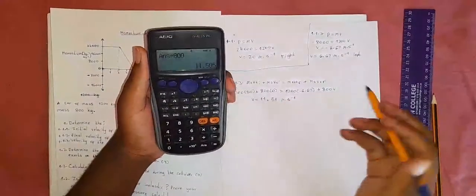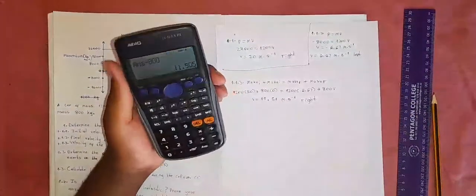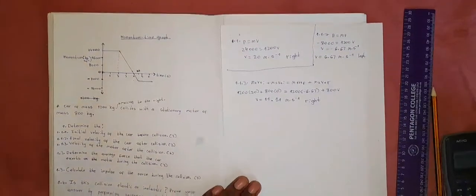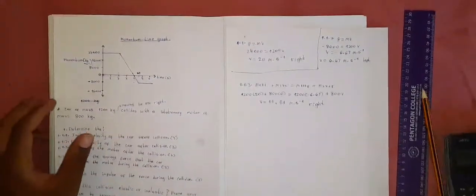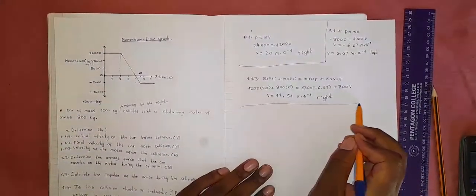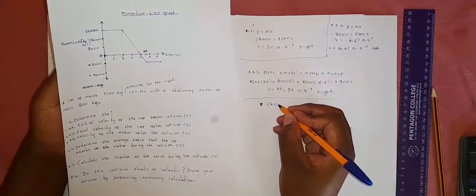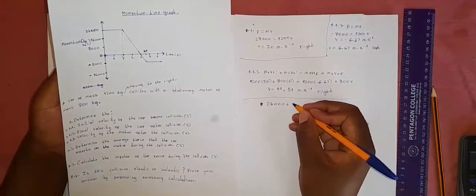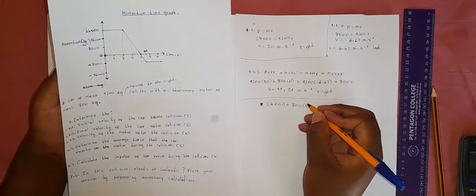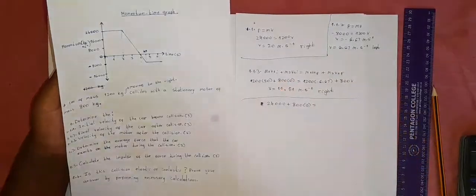Because we got a positive answer, we will say to the right, because we chose to the right as positive. And that's it for 1.1.3. Another way of doing it, you can see here, you just write the formula first, and since you're already given the momentums here, we can just say 24,000 plus 800 times 0. We are not given the momentum of the motor, so just say 800 times 0. Don't forget to write the formula first before you substitute.